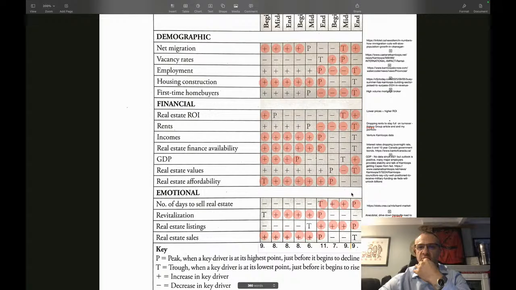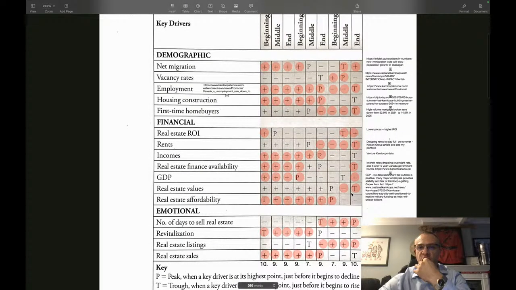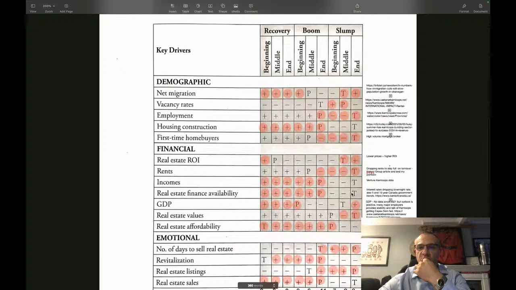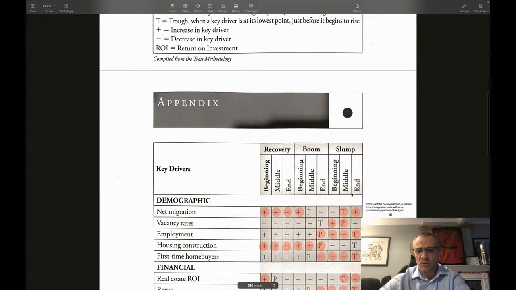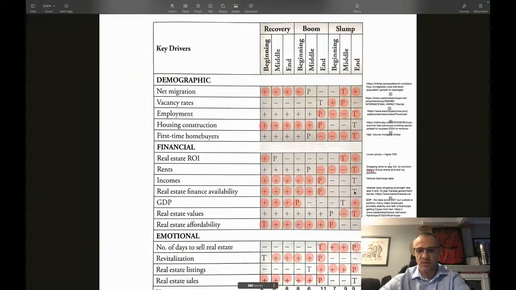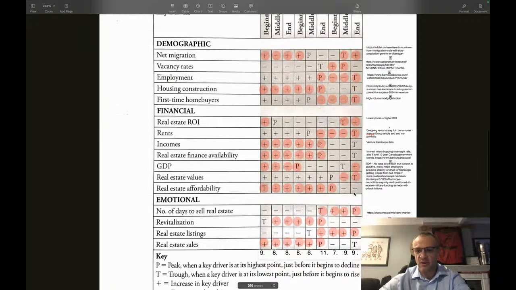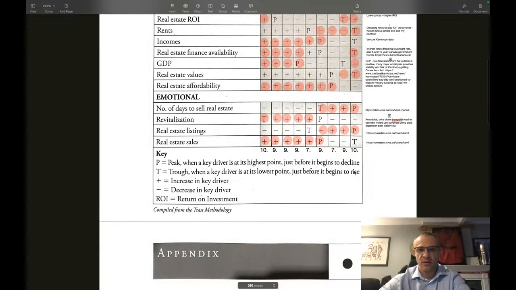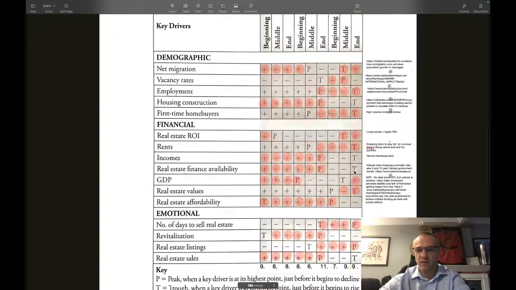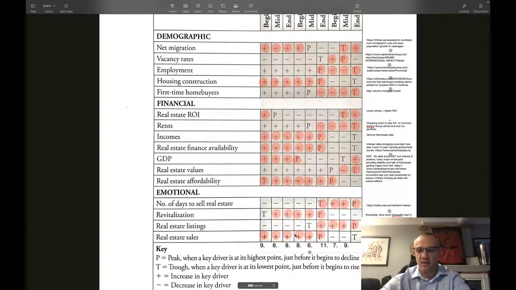We've got those agree. And we've got a difference here. Real estate financeability. So it's not the lowest right now. It does seem to be getting better. Maybe it's at the peak. So that's not correct. And GDP, we think it's going up. All right. So that about covers that.